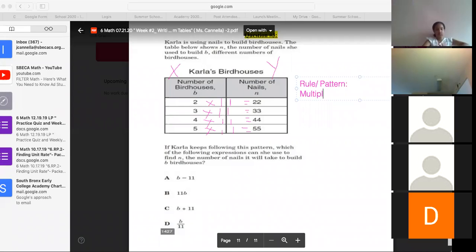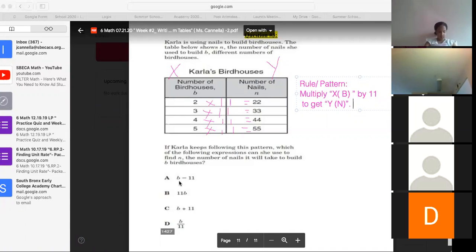Multiply X by what, Evelyn? By 11, to get what? To get Y. In this situation, this X is actually the letter B. I'm going to be more specific: to get the Y, which technically is the N in this question. So now we have to figure out which equation matches the work.